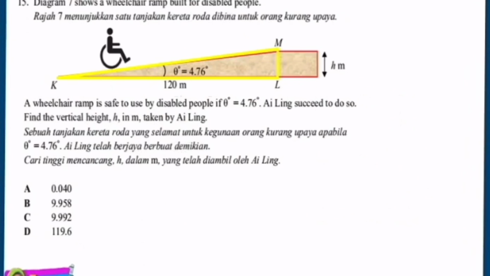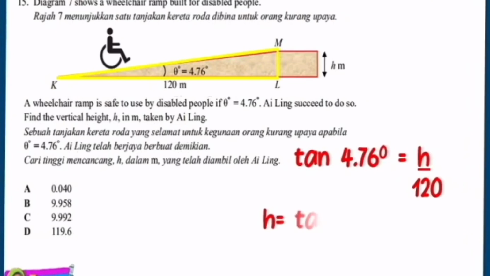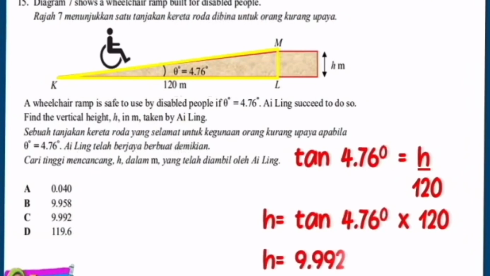Okay, this question is about diagram 7, which shows a wheelchair ramp built for disabled people. So you can see there's a wheelchair ramp built for disabled people. So the angle was given 4.76, right? And the height is h meter. Okay, then the K to L is 120 meter, right? So a wheelchair ramp is safe to use by disabled people if theta is 4.76. Eiling succeeds in doing so. Find the vertical height h in meter taken by Eiling.